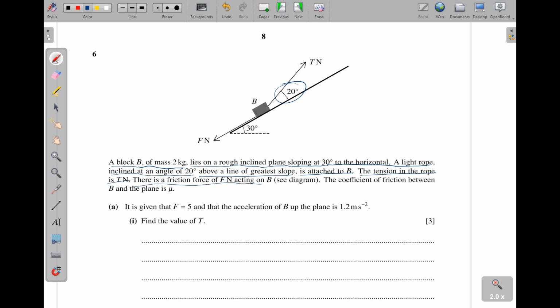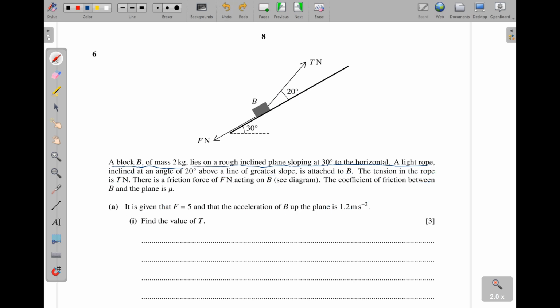There is a frictional force F acting on B. The coefficient of friction between B and the plane is mu. Part A, it is given that F is equal to 5 and the acceleration of B up the plane is 1.2 meters per second squared. Roman 1, find the value of T.